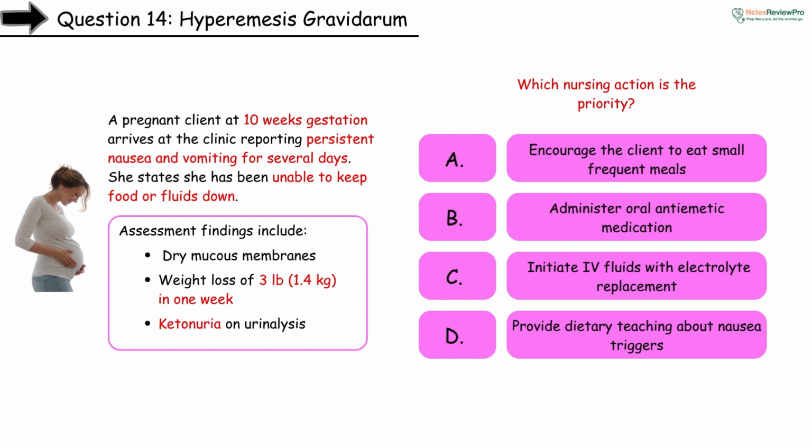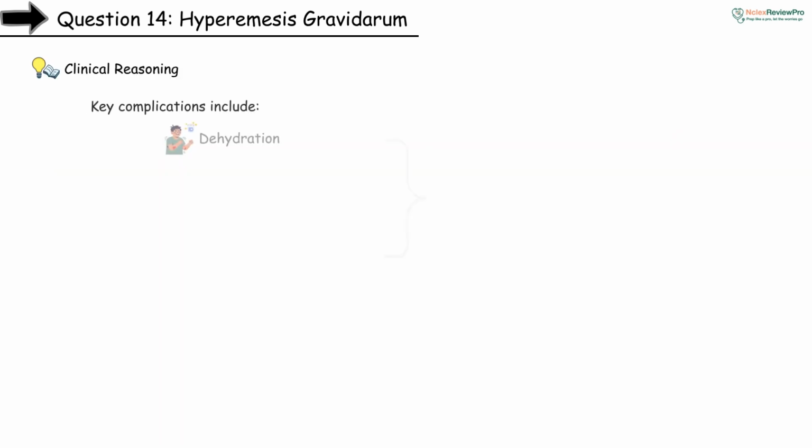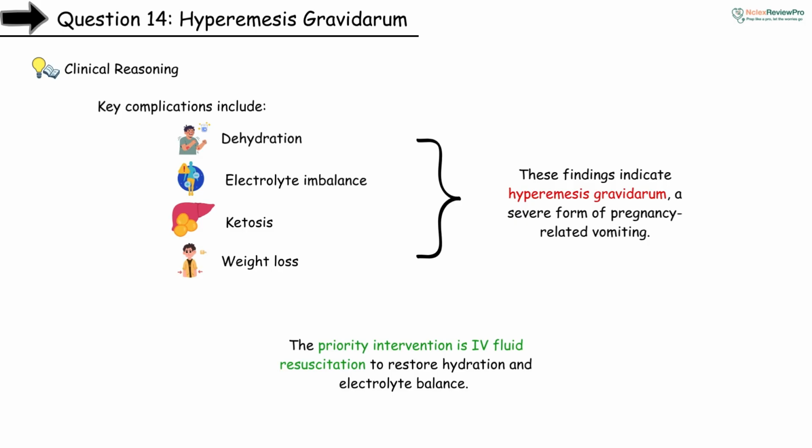The correct answer here is option C. Let's break down why this is correct. This client is showing clear signs of hyperemesis gravidarum, not just normal pregnancy nausea. We are seeing dehydration, weight loss, and ketonuria. That means the body is breaking down fat for energy due to lack of intake. At this point, the priority is not education, it is stabilization. The client needs IV fluids to restore hydration and correct electrolyte imbalance. Without that, the condition can worsen and affect both maternal and fetal health.